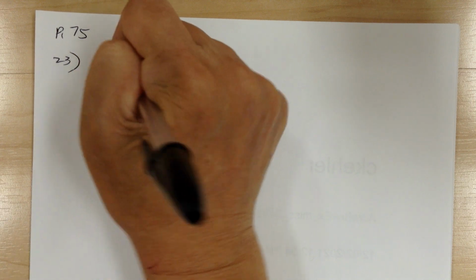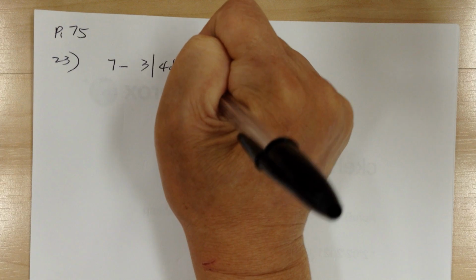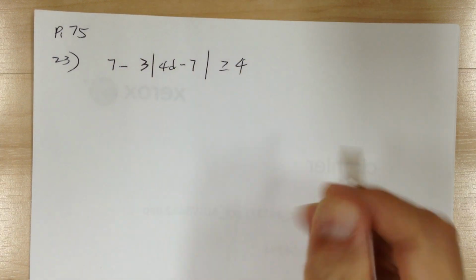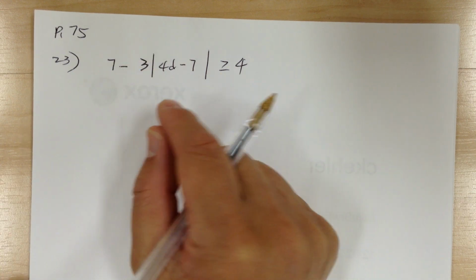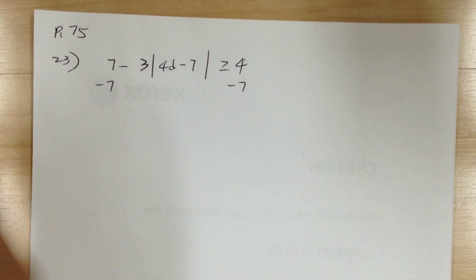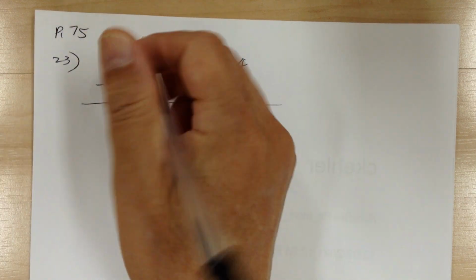You got 7 minus 3, the absolute value of 4d minus 7, greater than or equal to 4. So again, remember, you have to isolate your absolute value, right? So you have to get rid of all the stuff outside. So first is minus 7 to get rid of that. Normally, you get rid of the stuff farther away. Work from the farthest away and work toward that. So minus 7 on both sides and line up everything.